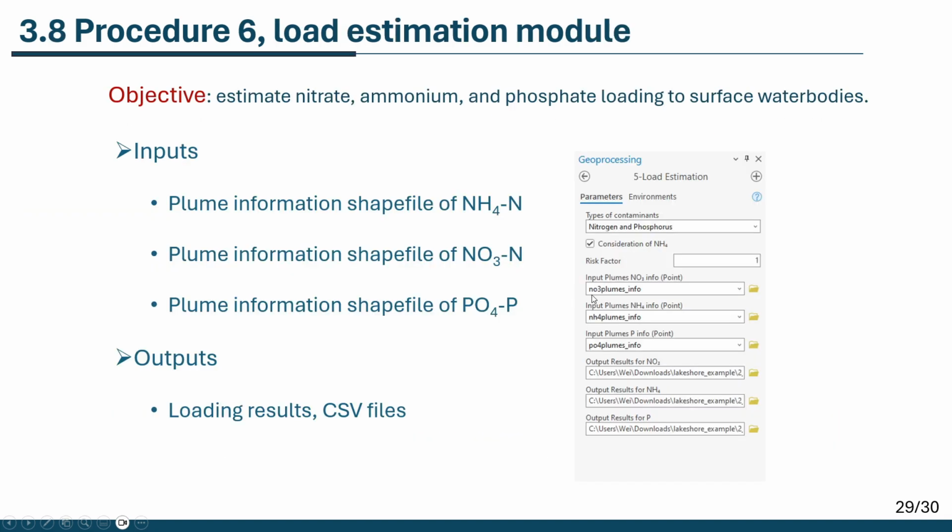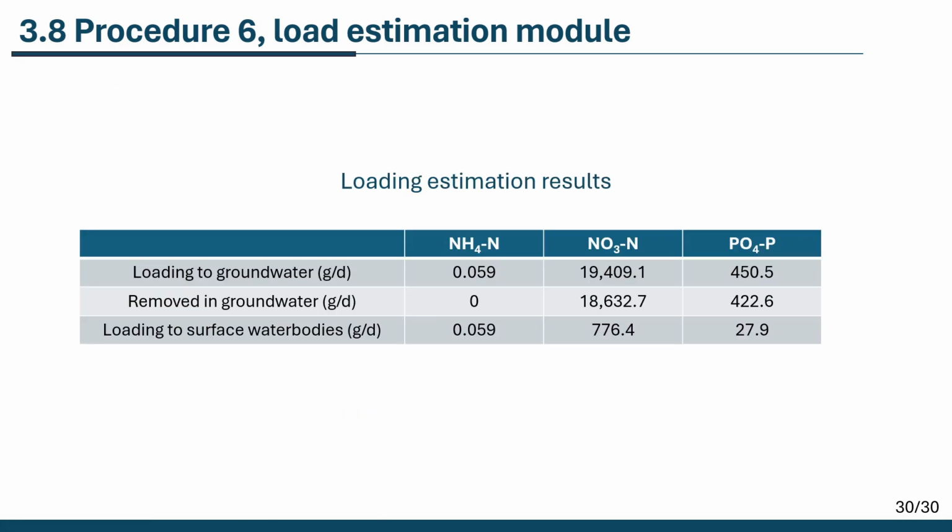Alright, we are at the final procedure, the load estimation module. You will need to take the zip file generated from the previous transport module with the name information and use them as the input of this module. And you can run this module, and the result will be saved in a CSV file. Here I have prepared a table. The output CSV file will give you the loading result for each surface water body, and in this case, we have only one surface water body. You will find the loading to groundwater, the amount removed in groundwater, and the loading to surface water bodies. Therefore, this is our result, and this is our phosphorus case.